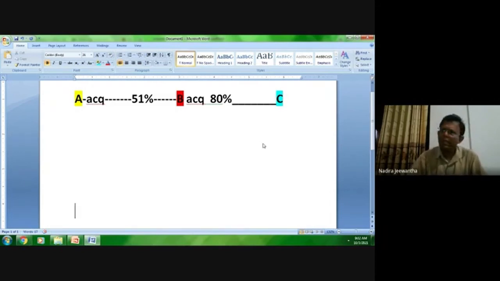So B decided to acquire company C. Acquire in the sense of getting the majority share. Now remember, basically first you should understand that company and owner are two different things.